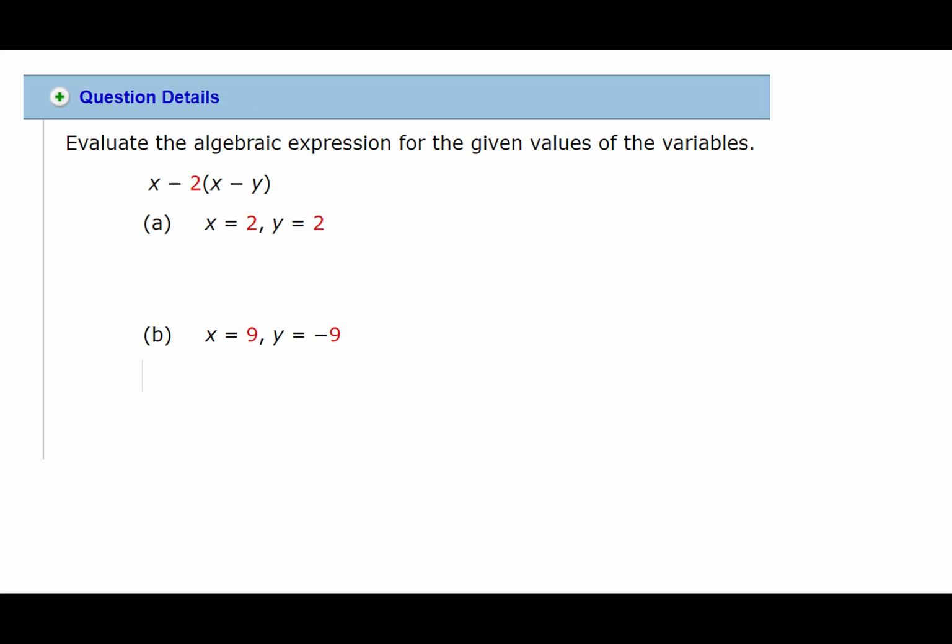This example from WebAssign says evaluate the algebraic expression for the given values of the variables. There's 2 on this page. So let's first look at question A. X is 2 and y is 2. The first thing I want you to do is just rewrite the problem with those substitutions. So this will be 2 minus 2 times 2 minus 2.